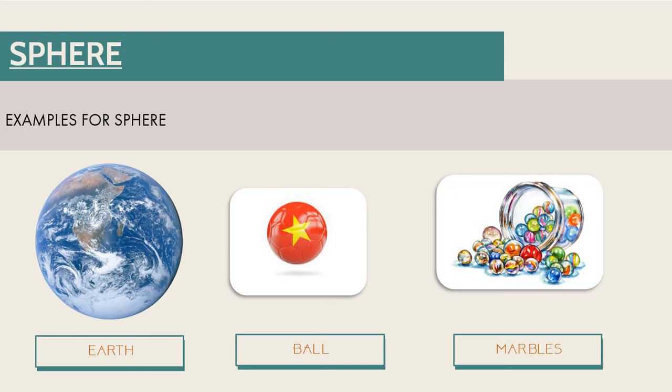And next we have ball. A ball is the most common example of the sphere. You can see most balls are shaped like spheres. Basketball, the ball in soccer, the ball in tennis, table tennis. But the football, the American football ball is not a sphere. It is a bit oval, a bit oval.